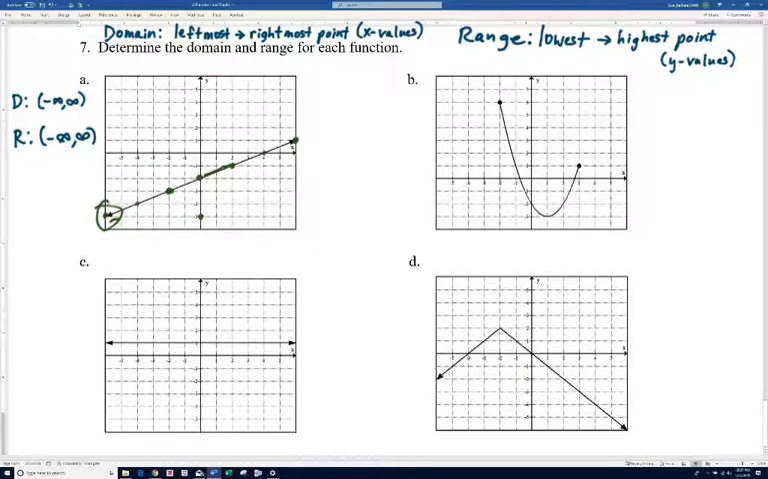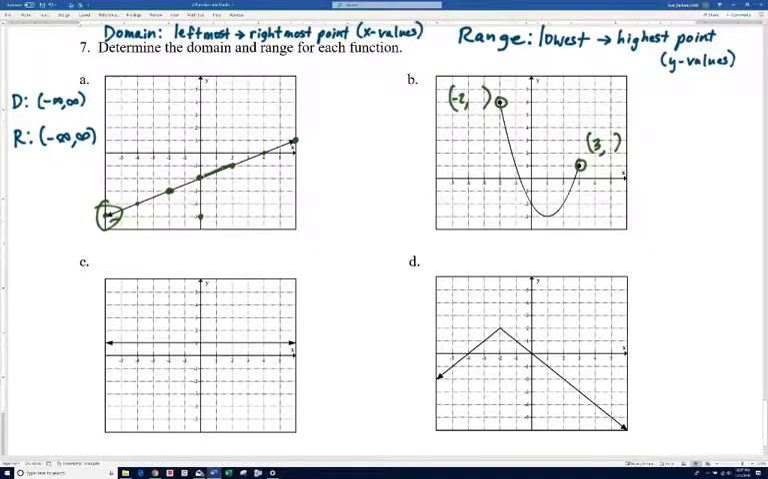Let's look at B now. So in this case, we do have a leftmost and a rightmost point. The leftmost point is right there, and the x value there is -2. What about the rightmost point? Well, there is a rightmost point, and the x value there is 3.